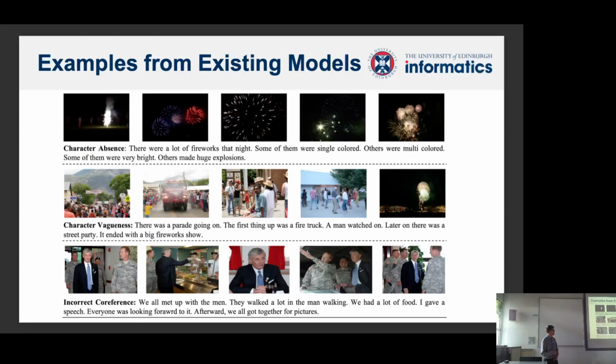But this is generated by a state-of-the-art system for the story. We all met up with the men. They walked a lot in the man walking, so this is even ungrammatical. We had a lot of food. I gave a speech. So suddenly it's switching from we to I. Everyone was looking forward to it. Who's everyone? It's just a bunch of people. We got together for pictures. So this is not a very good engaging story, right? And there aren't explicit characters, it's always we, I, the man, stuff like that. So this is hopefully helping to convince you that, yes, characters are important. We want good characters in our stories.